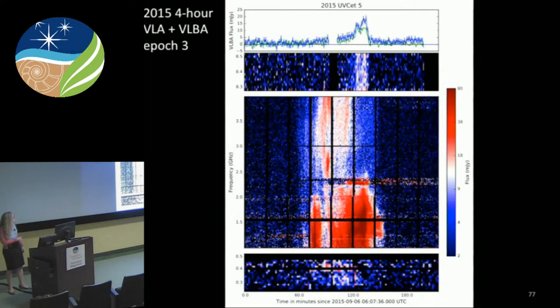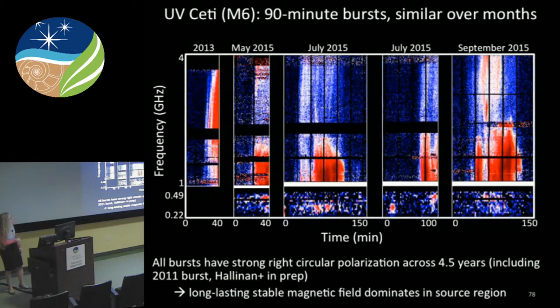Not going to go into too much detail on these, but I lined them all up. And what you see is for these complex structures in the time frequency plane, there's quite a bit, not identical, but quite a bit of morphological similarity between different observations months to years apart. And they also maintain the same sense of circular polarization, strong right circular polarization across many years. So the consistent circular polarization is indicating that the same magnetic field orientation is dominating in the source region in all the different epochs.